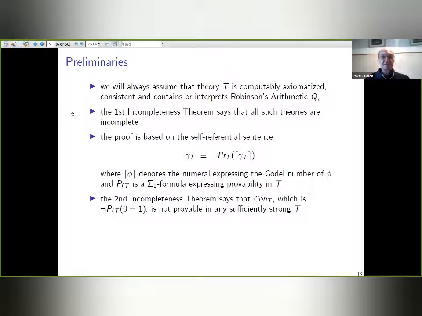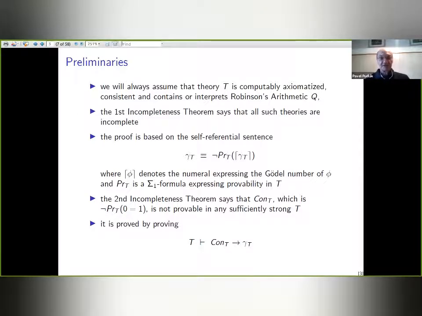The second incompleteness theorem says that the consistency of T, which can be expressed, for instance, as unprovability of 0 = 1, is not provable. And this theorem requires some conditions on the theory T. And this will be also the topic I will address. What are these conditions?